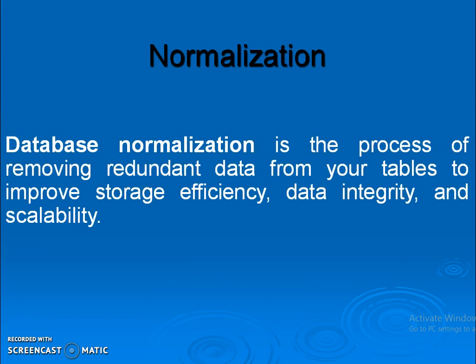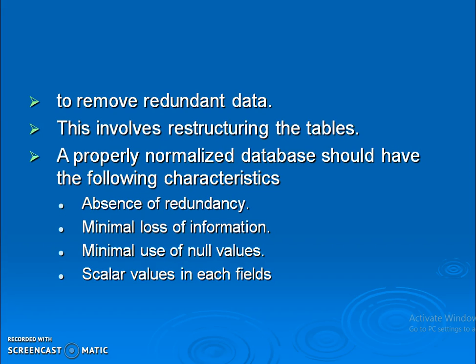First, what is normalization? Normalization is the process of removing redundant data from your relation to improve storage efficiency, data integrity and scalability. We will discuss one by one all the terminology later. How will we remove redundant data from our tuples? In this process, we remove redundant data. This involves restructuring of the tables. It means when we have a relation, we first restructure it according to the rules of normalization.